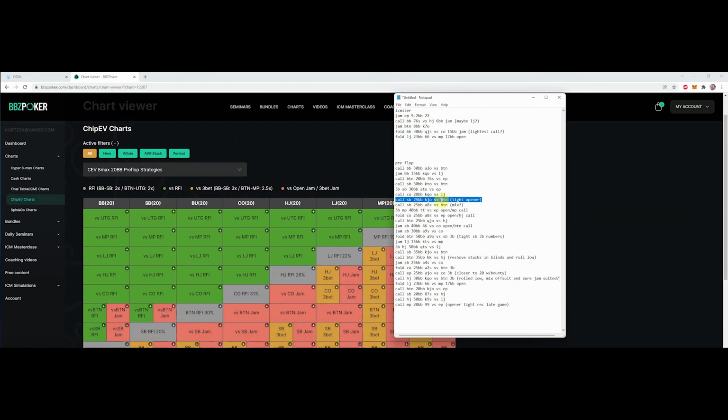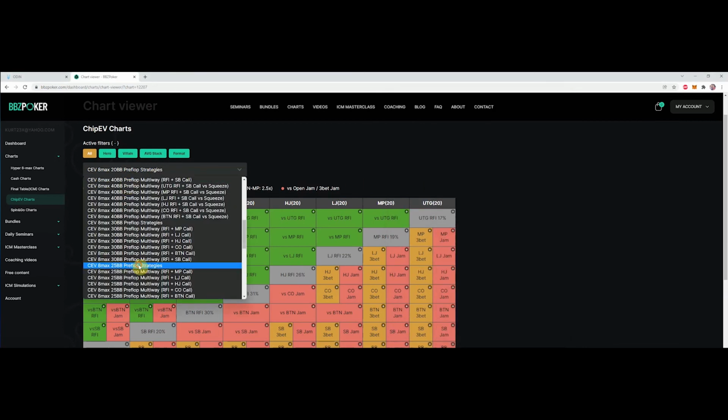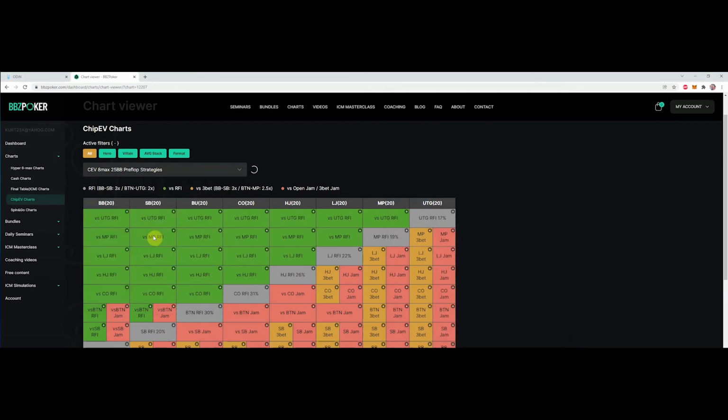offsuit versus a button open. And I did note here that the button was a tight opener, so that's going to influence my decision of whether or not I want to be mixing calls and jams, or maybe I just want to pure call a hand like this if the opener is a little bit tighter than they actually should be here. So we'll go down to 25 bigs. I would assume in general we probably get some jam here.